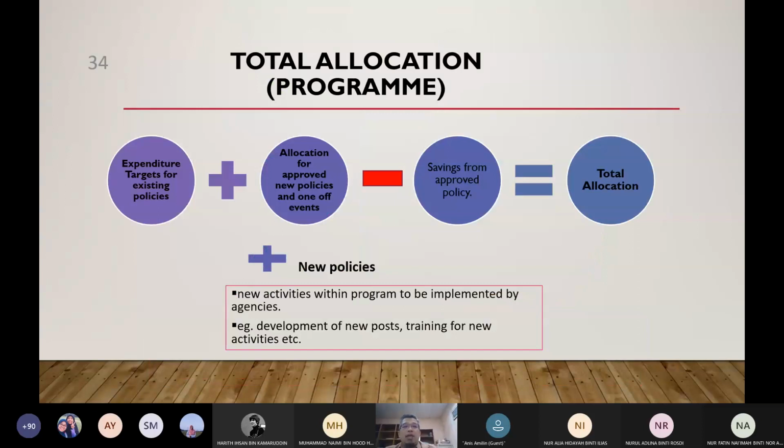Right, so on top of that, there is a total allocation. There is allocation for existing programs, and also allocation for new programs. For new programs, there can be a new policy or a one-off. New policy is new activities within a program to be implemented by agencies. This is just like introducing new products; once introduced, they will be sold in the future.